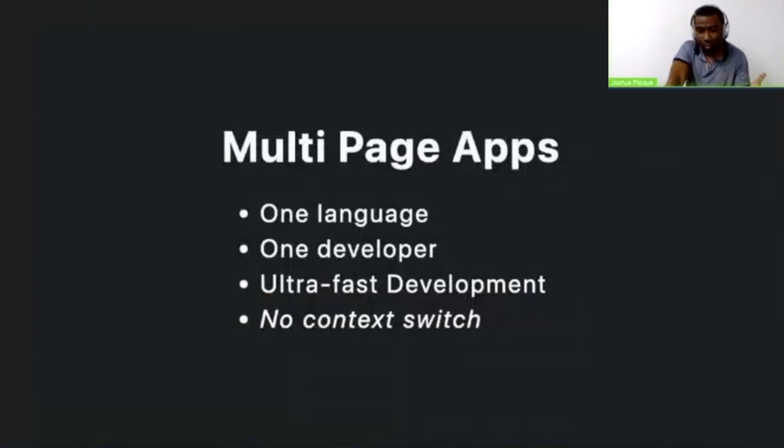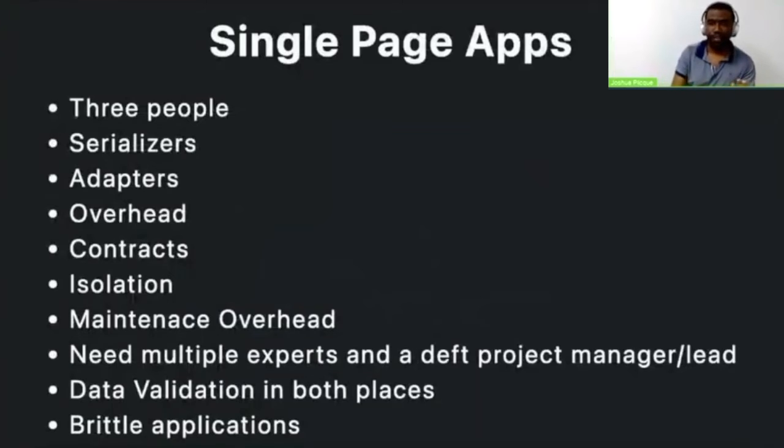So what was the multi-page app where you had one language, one developer, ultra-fast development, no context switch. That's the key. The difference between productivity and no productivity is two things, which is no context switch in regards to language, and even server with regards to JavaScript on the front end, Elixir on the back end. And in addition to that, this is what single page applications have brought to us.